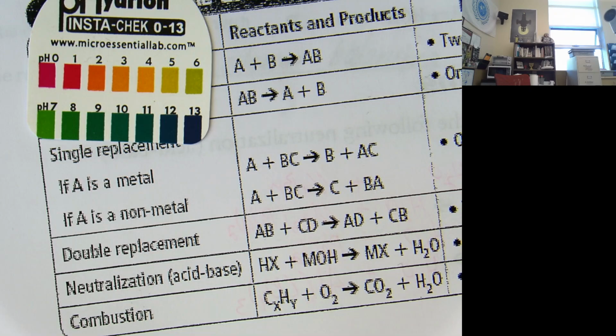It's going to be Mg, charge plus 2, and this polyatomic ion acetate is going to have a charge of minus 1. Yes, it's going to be Mg brackets CH3COO 2.